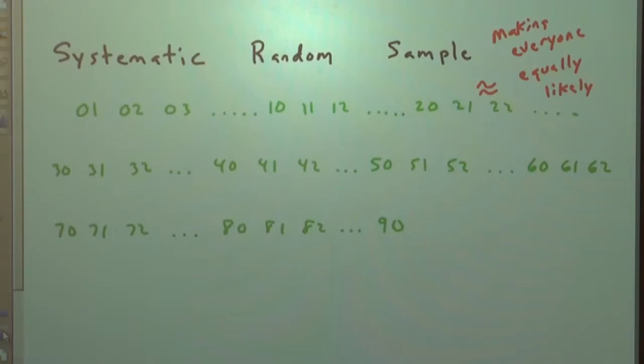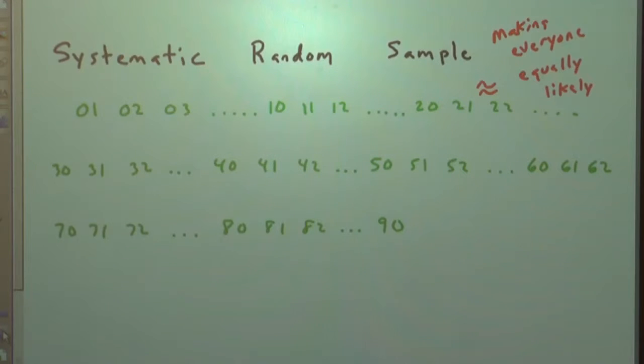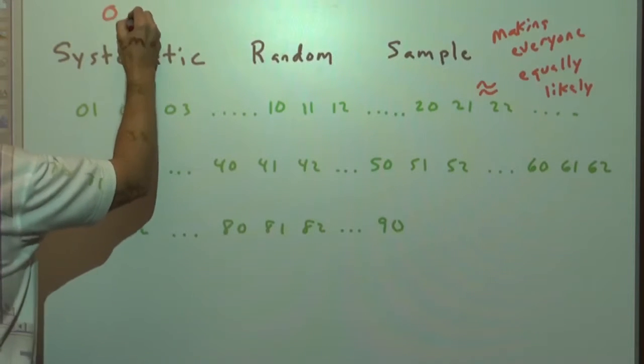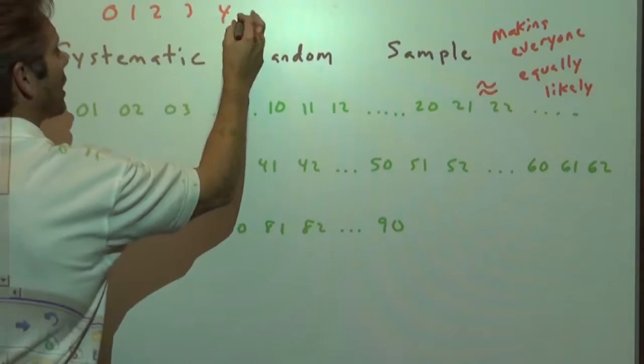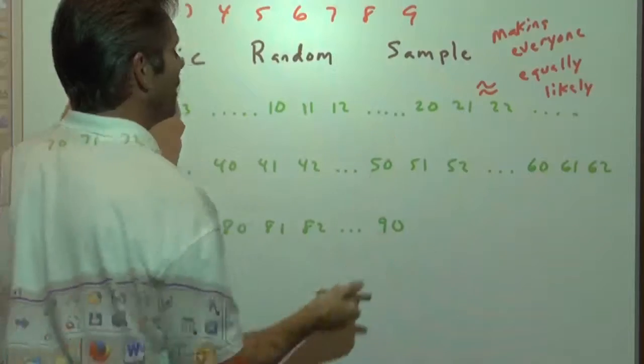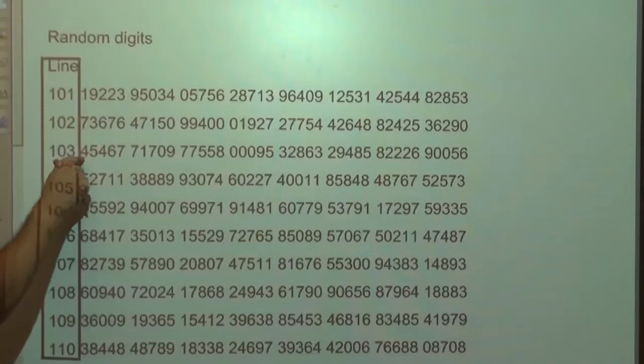So here's what we need to do. We need a starting point. We need to make sure everybody's equally likely to be selected. So since we're going to jump by 10s, we look at the first 10 people that we could choose from. We could assign them each a digit, and we would go to the random digits table, like maybe row 3, and the first digit we see is a 4.